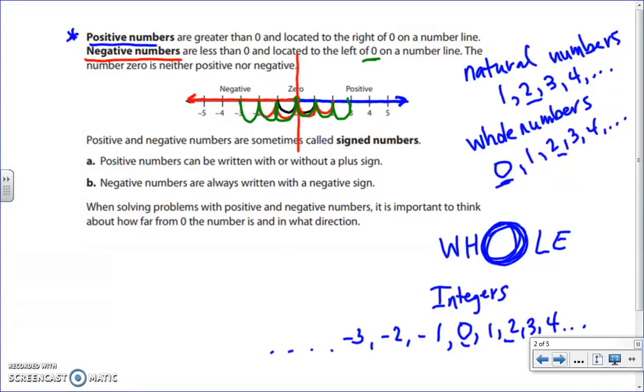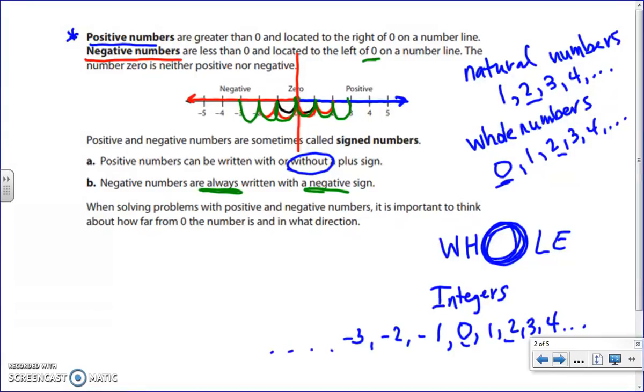You can write positive numbers with or without a plus sign. Most of the time we're going to write them without a plus sign. Negative numbers always must be written with a negative sign, okay? That's not optional. If there is no sign at all, we consider them to be positive.